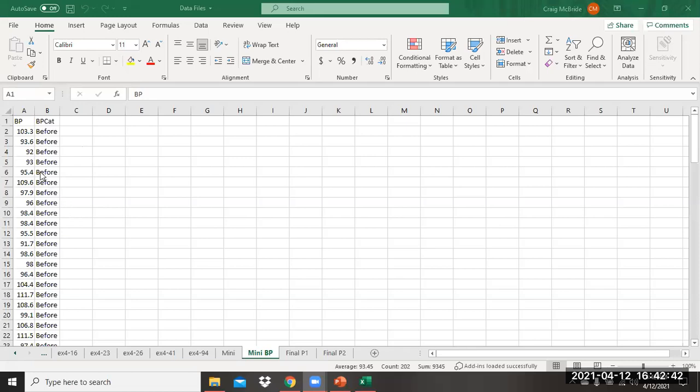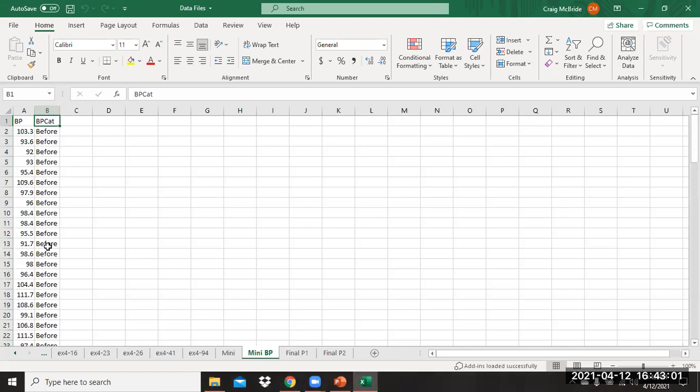But anyhow, what you need is all of the BP scores in one variable. So you can see I just have a variable called BP, and it has all of these scores. And then you need what's called a categorizing variable. So I have a second variable called BP cat for BP category. And these all are the before, right?